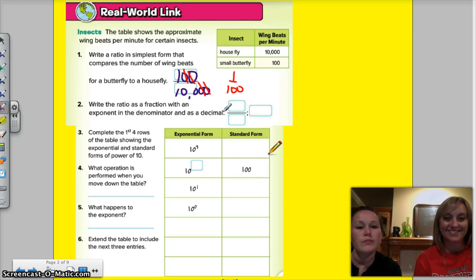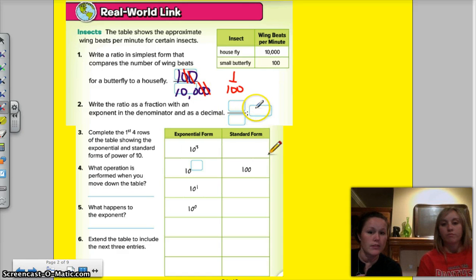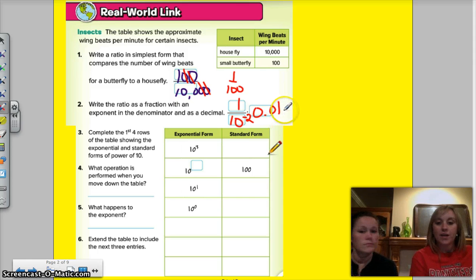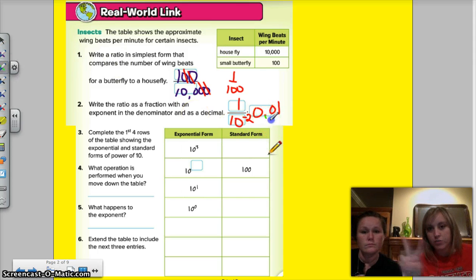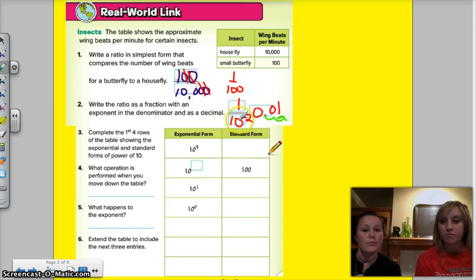Okay, number 2, write the ratio as a fraction with an exponent in the denominator and as a decimal. All right, so let's first start as a decimal. 1/100th. So that's this, right? Well, how do I do that with an exponent in the denominator? It's going to be 1 over something. It's going to be 1 over 10 to the negative something. 2. How did you know that? Because I would have to move my decimal, bink, bink, 2 times. Okay. Now, we've got that negative. Can't do it. We'll show you how to fix it later.